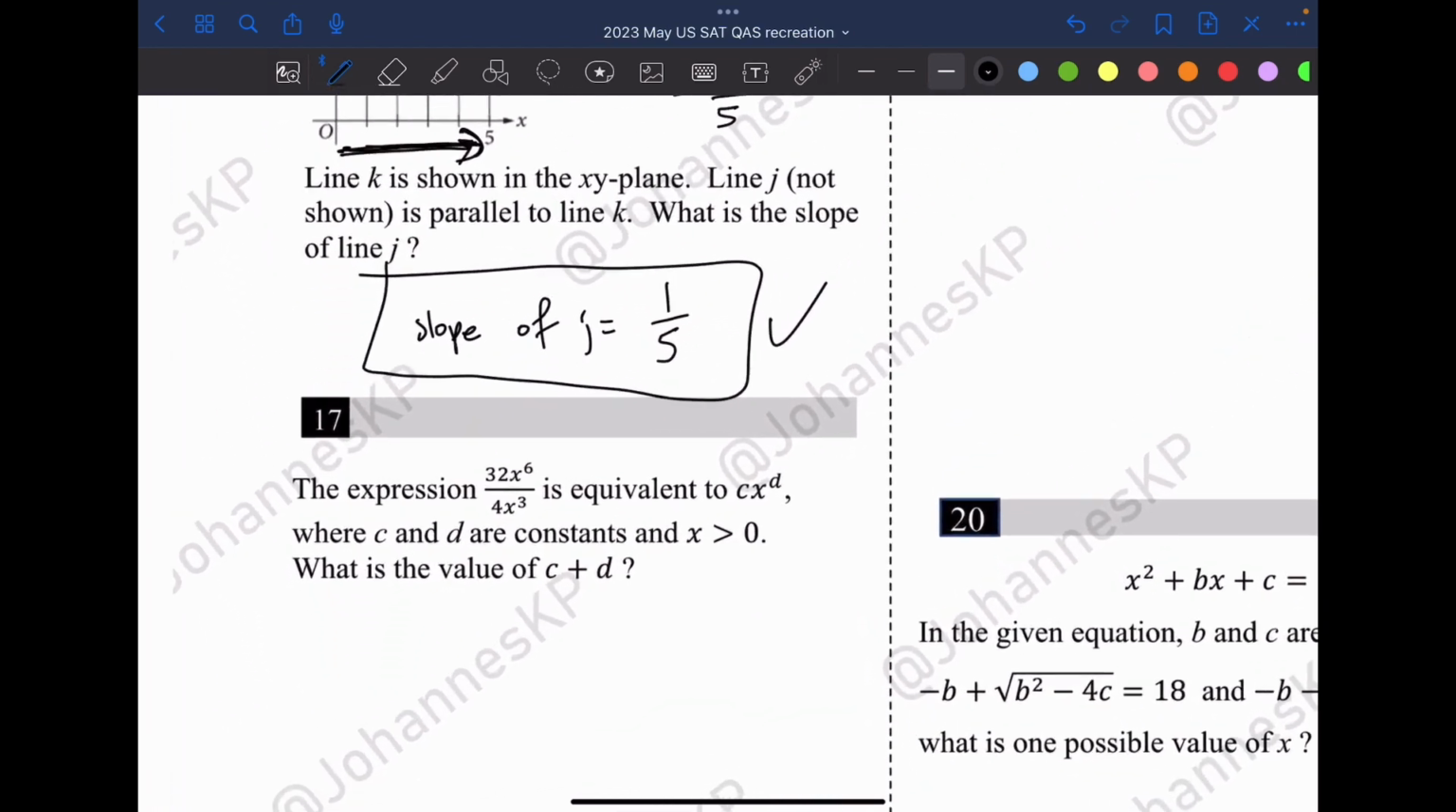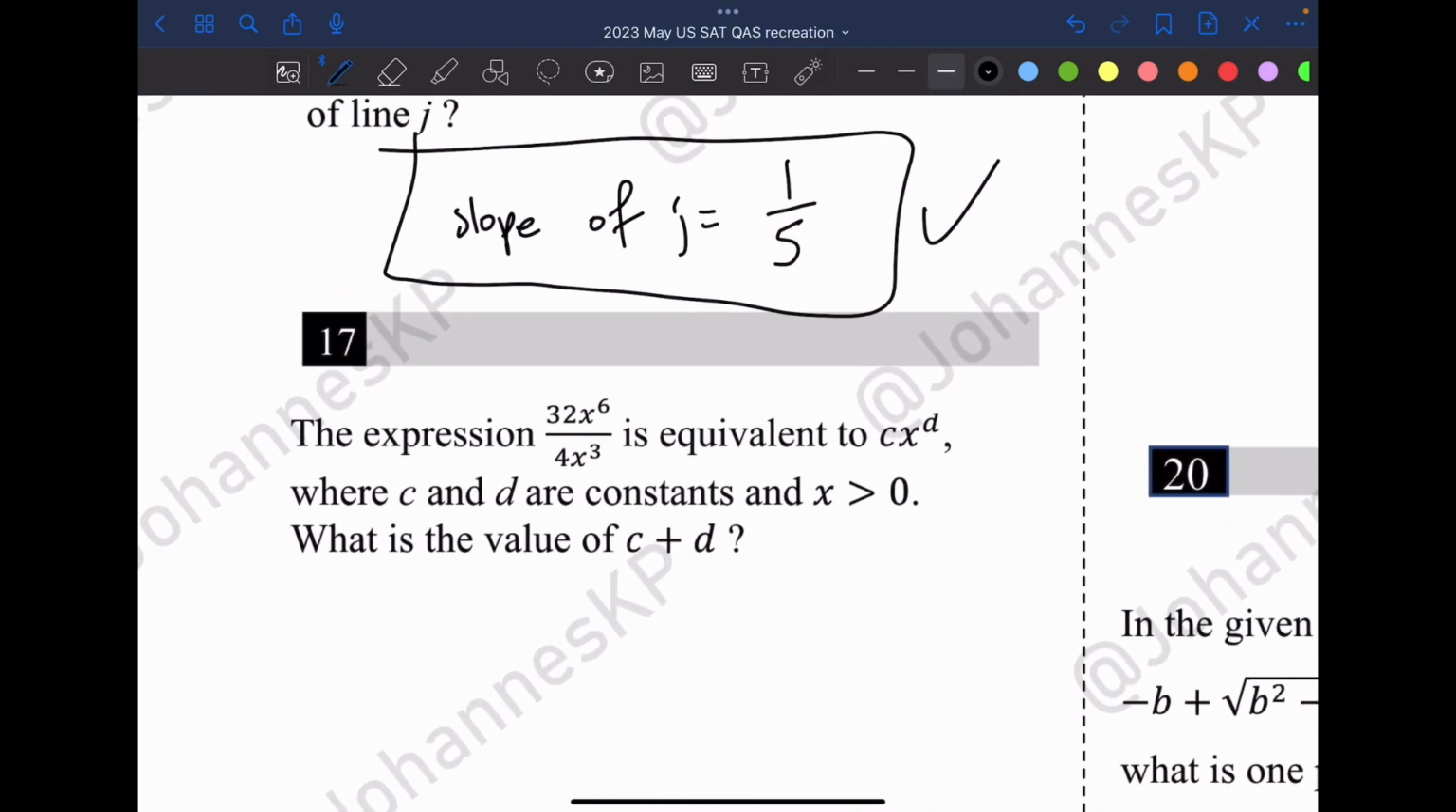But yeah, question number 17. This expression over here, so I can already see things that you can simplify, is equivalent to cx to the power of d, where c and d are constants and x is greater than 0. What is the value of c plus d?